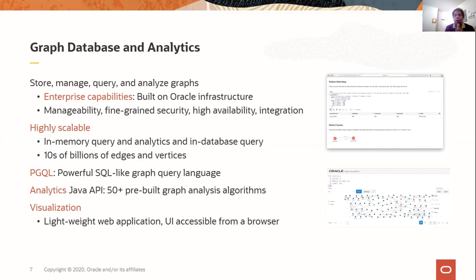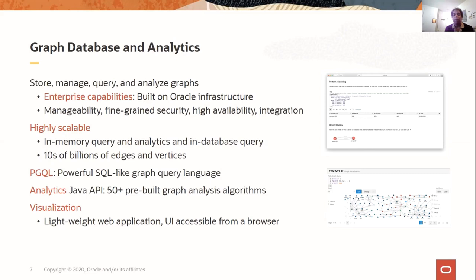We also have over 50 pre-built graph analysis algorithms. For example, algorithms like PageRank that identifies important nodes in a graph, clustering to identify communities in a graph, shortest path algorithms like Dijkstra and Bellman-Ford and so on. All these algorithms are available as pre-built Java APIs that you can easily call from a Java application, so you don't have to write additional code.